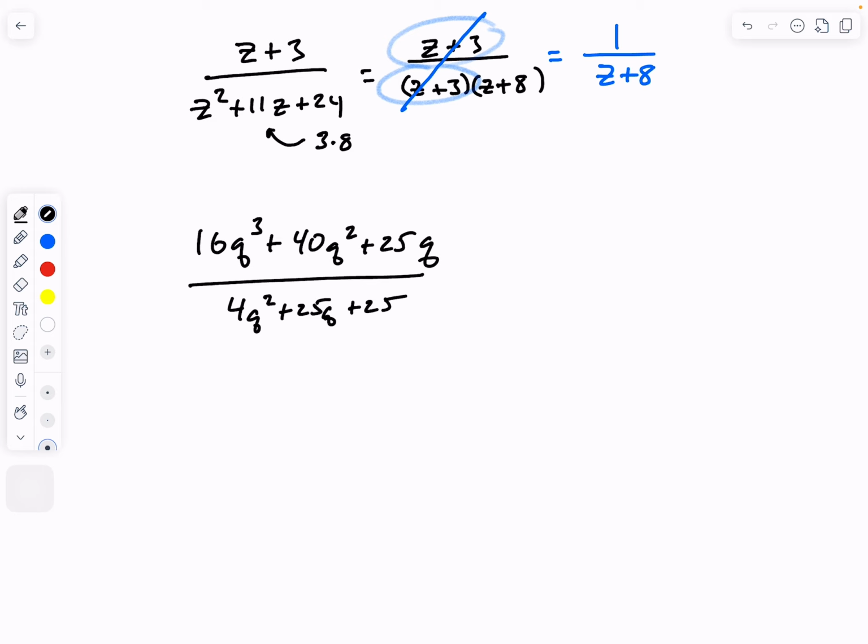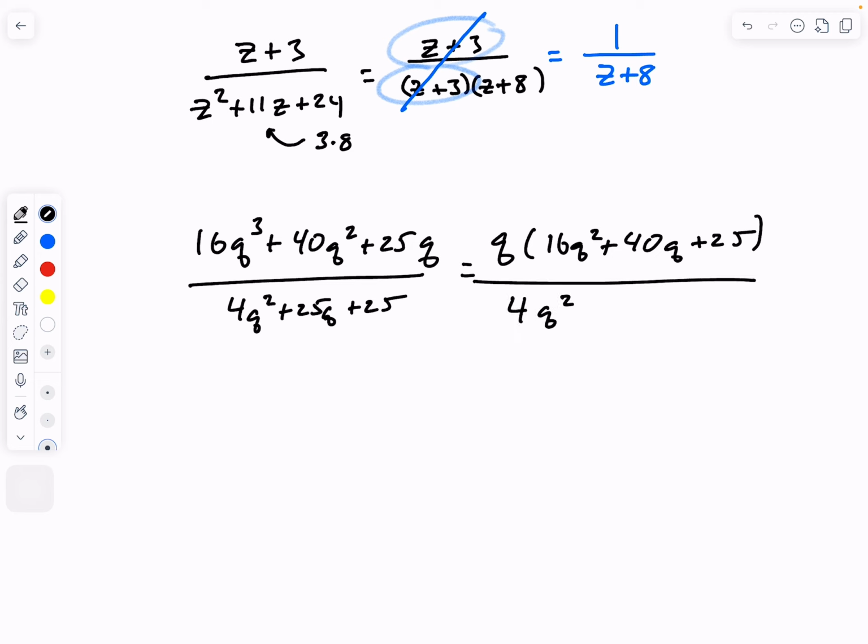let's just take a look at the top and we'll see some stuff in common. I see a bunch of q's here, so maybe I can do something about those q's. Let's go and factor out those q's. We'll take the q out of the top, and we'll have 16q squared left over plus 40q plus 25. On the bottom, we're going to have 4q squared plus 25q plus 25. And let's see, what else can we do? Can we divide anything else out?